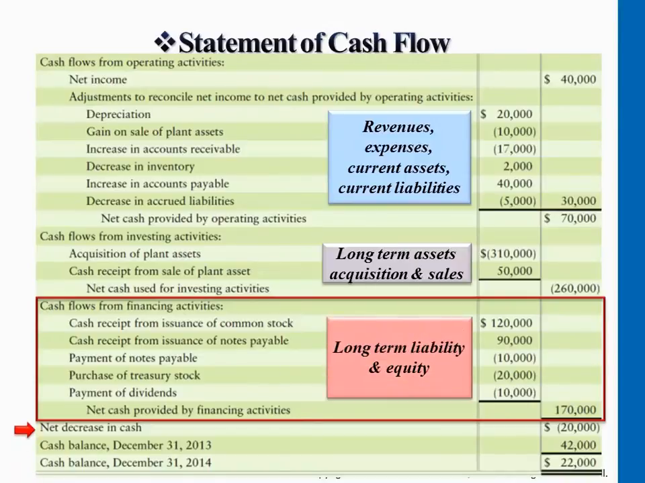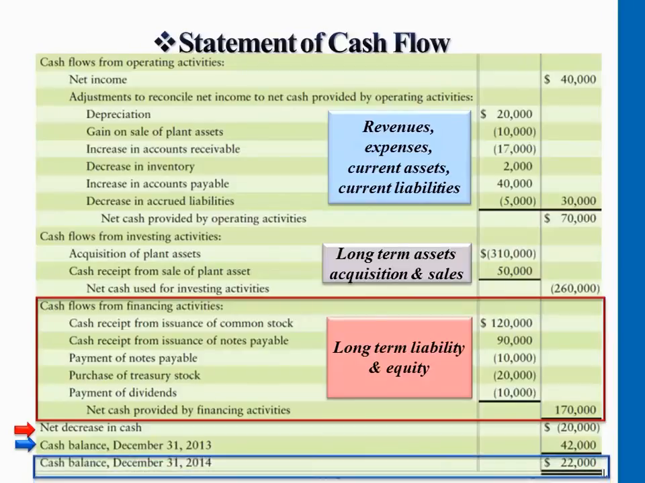Okay, so overall the net increase or decrease, if we add the three sections together, we have a negative $20,000. Again, that's because the majority of the cash we lost went to purchasing long-term assets, $310,000. This $20,000 is the balance of net decrease in cash. If we add it to last year's balance, this will give us this year's cash balance that you see on the balance sheet.